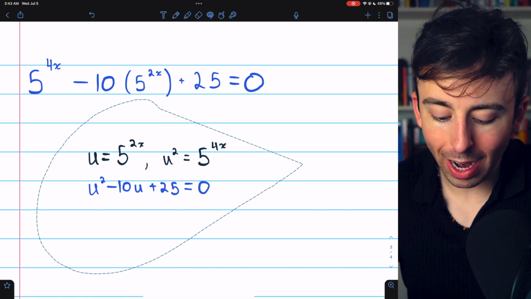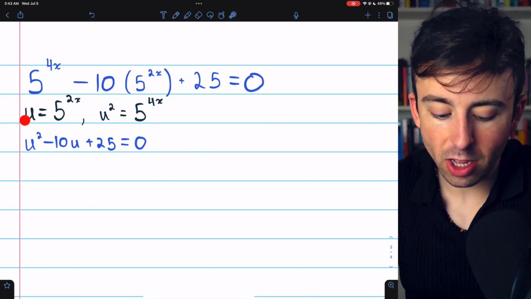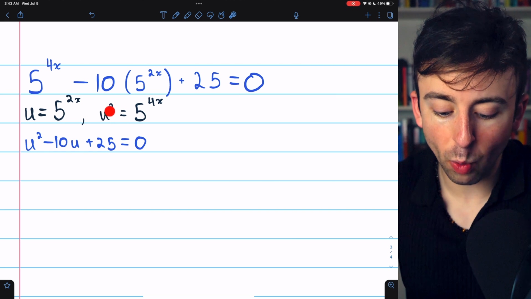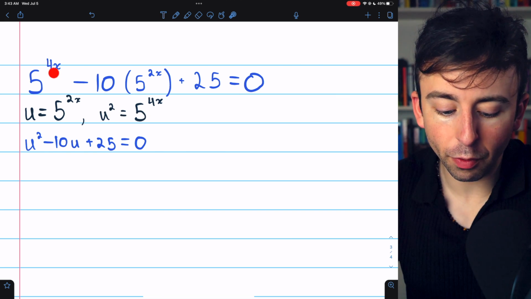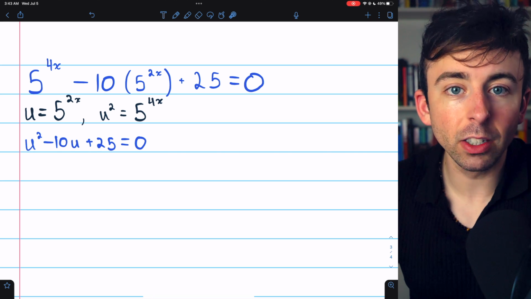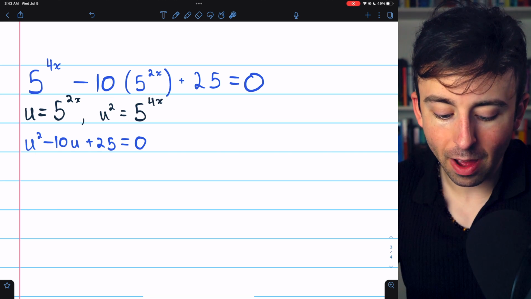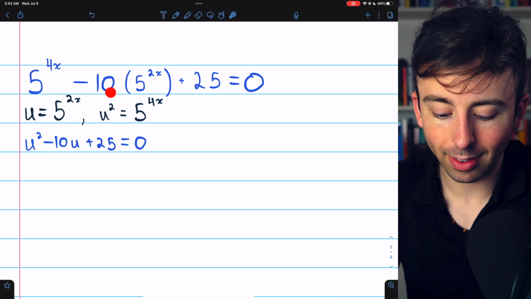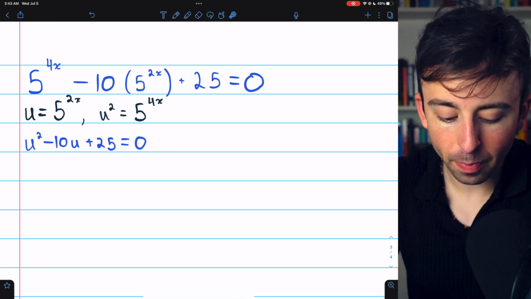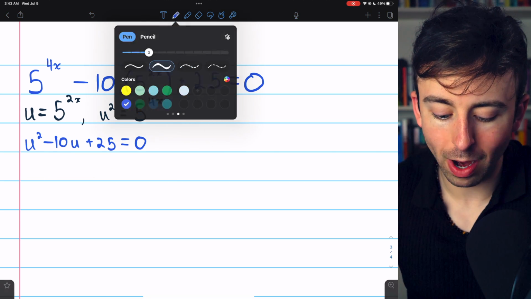So we could rewrite this in terms of a new variable if we wanted to. We could say u equals 5 to the 2x. That would mean then that u squared equals 5 to the 4x. And then we could rewrite this as a quadratic in terms of u. U squared, that's 5 to the 4x, minus 10u, since u is 5 to the 2x, plus 25 equals 0. And then we just have to use whatever methods are suitable to solve this quadratic equation.